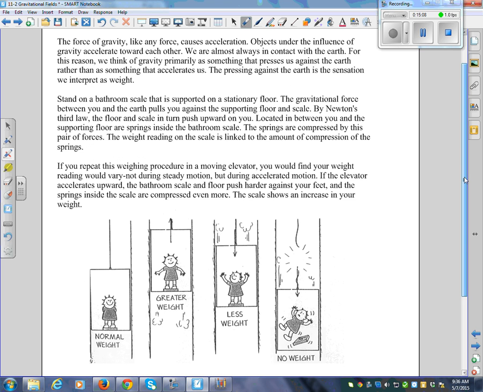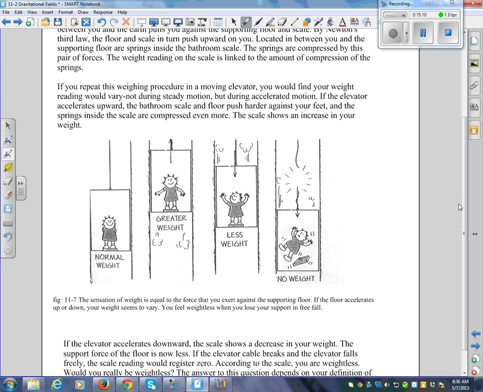If you repeat this weighing procedure in a moving elevator, you would find your weight reading would vary, not during steady or constant motion, but only during accelerated motion. If the elevator accelerates upward, the bathroom scale and floor push harder against your feet, and the springs inside the scale are compressed even more. The scale shows an increase in your weight.